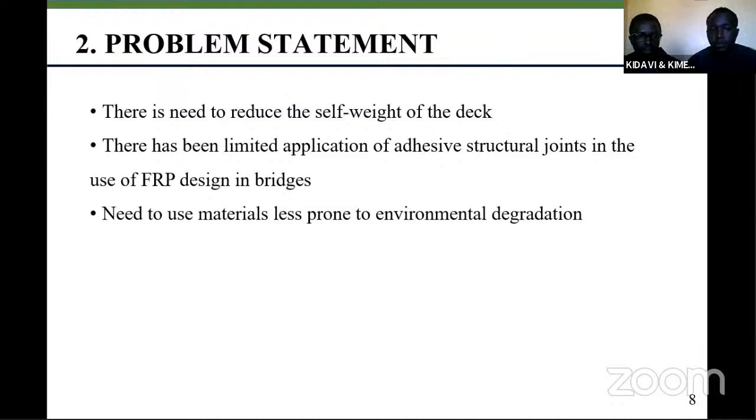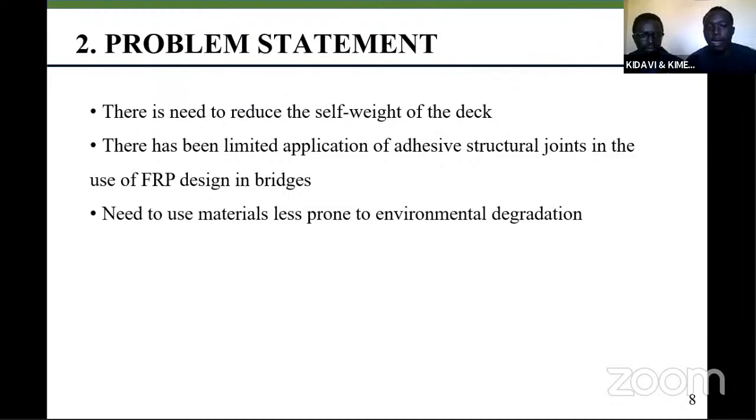Yeah. The second one is more like the main statement. Then the third is related to the mechanical joints, because the problem with mechanical joints is that they are susceptible to degradation. Corrosion, the steel bolts. Remember, these days we have FRP bolts. Yeah, I believe some of them are still under investigation. Okay, it all depends on how you are going to explain it.